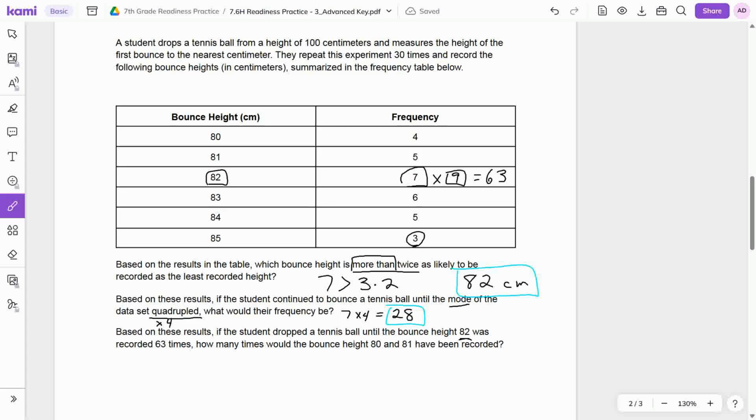So how many times would the bounce height of 80 and 81 be? Well, I'm going to take both of those. I'm going to multiply that by 9. So if I've got 9 times, the 4 and the 5 also make 9, 9 times 9, that's going to give me 81. So you would record it 81 times, if you kept getting these same results, and the bounce height 82 is up to 63 times.